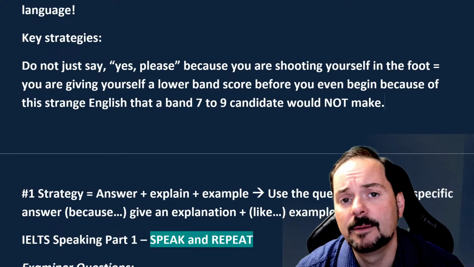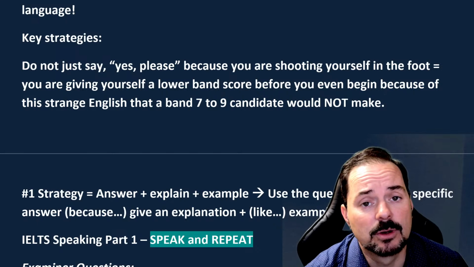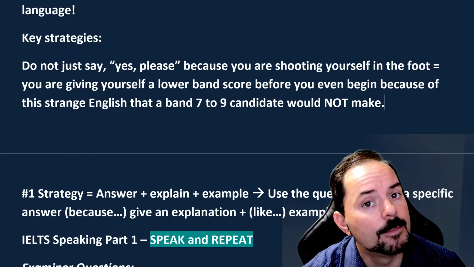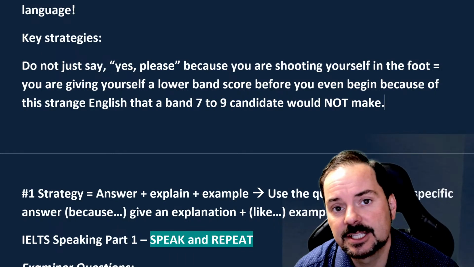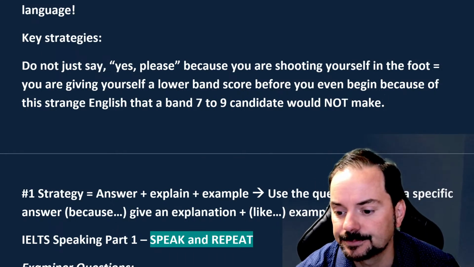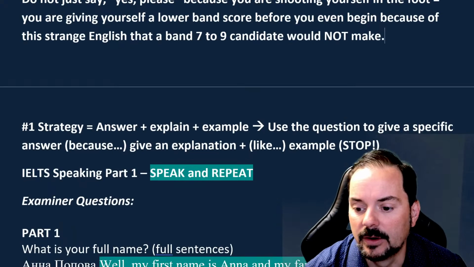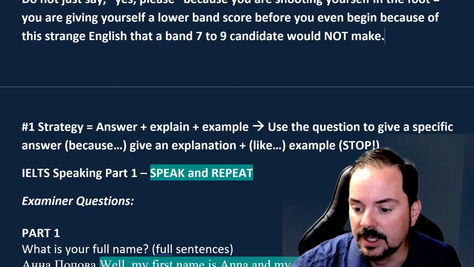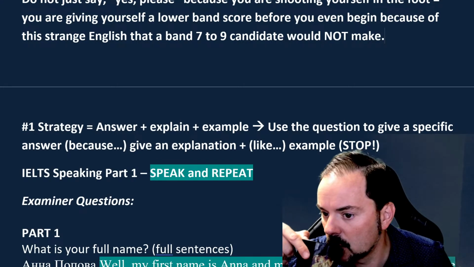Okay, a band 7 to 9 candidate, so a person who is good, very good, or expert in English would not make that mistake. They would not say yes, please in that kind of a situation. It would be very awkward. Okay. All right. So make sure that you're really careful with that. All right.